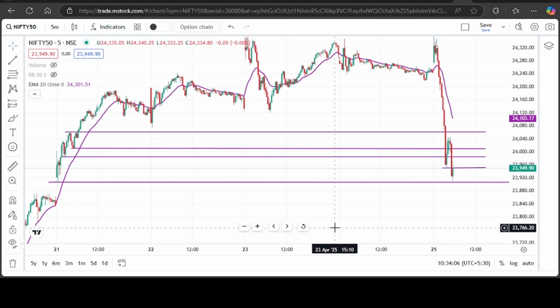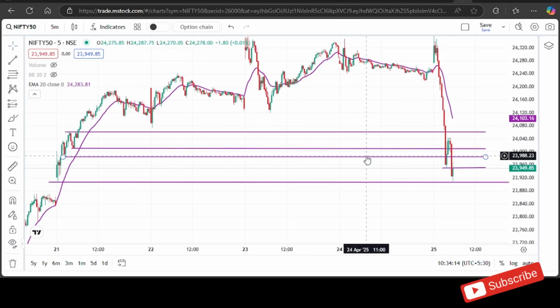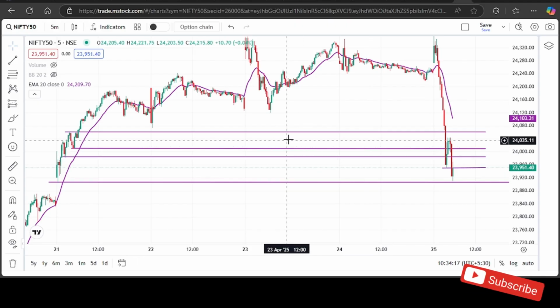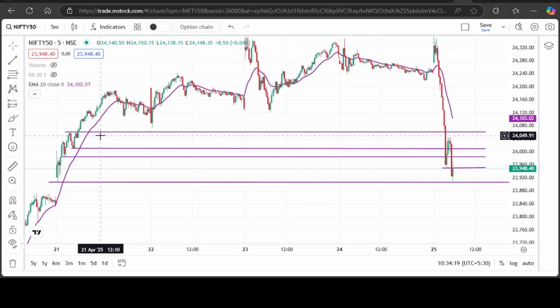Now I have drawn a few levels of the last few days. Yesterday was the 24th, 23rd, 22nd, and 21st. So the past 4 days' levels I have marked over here. These are the major levels as per the swings, the swing bottom, the swing top, and the opening and the closing of each day. So these are the few levels that you need to understand. Look at the screen now.